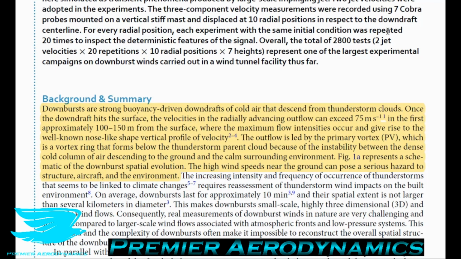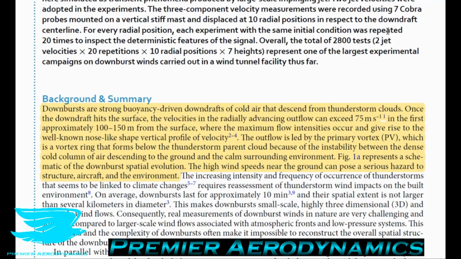And they talked about what's called a nose-like shape profile for the velocity. This can be thought of as like a boundary layer profile. If you were to stand on the ground away from this impinging jet and you took a cross section and looked at the velocity of the flow as you go up from the ground, the velocity increases as you go higher, and then it gets to a point where it starts decreasing. So there's this bulge pattern, and this is what they call the nose-like shape profile.